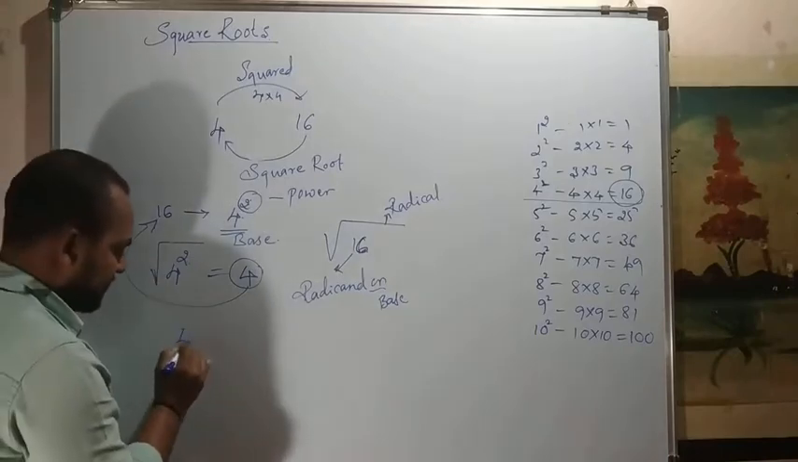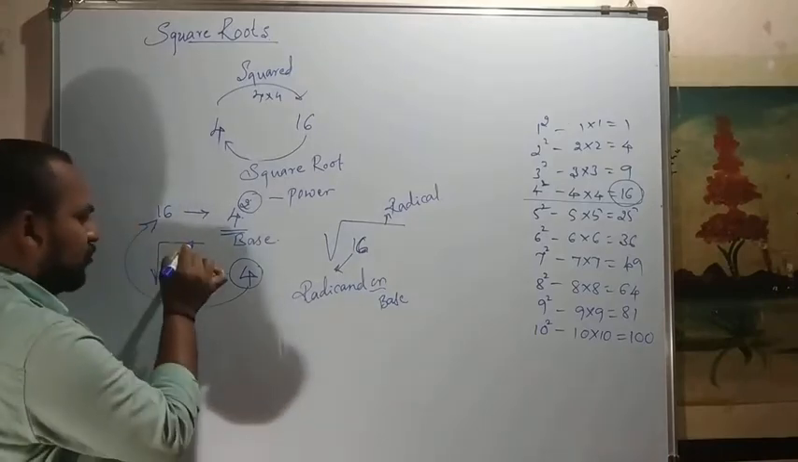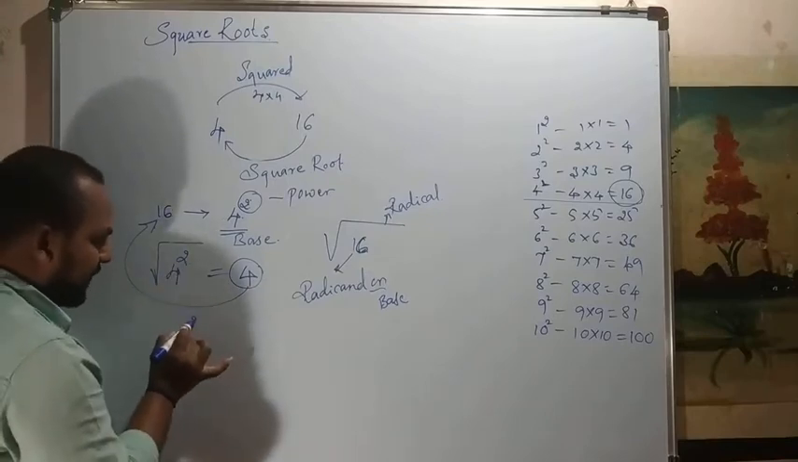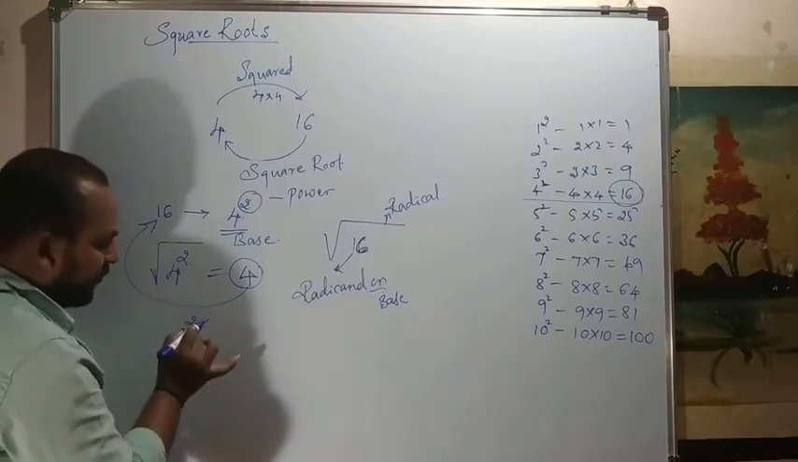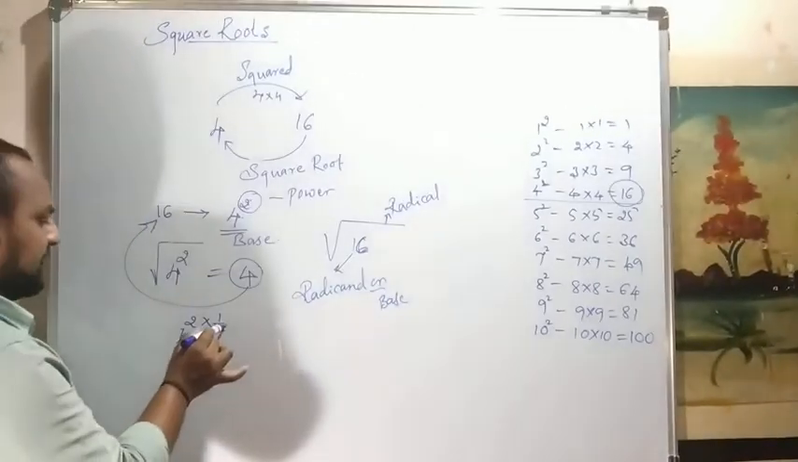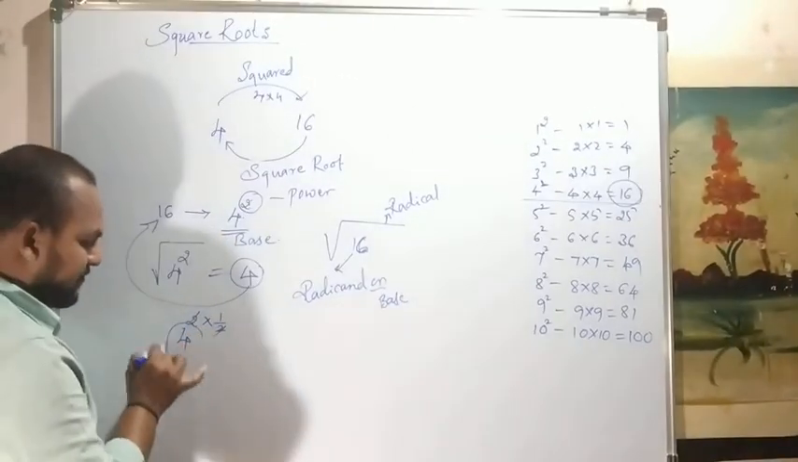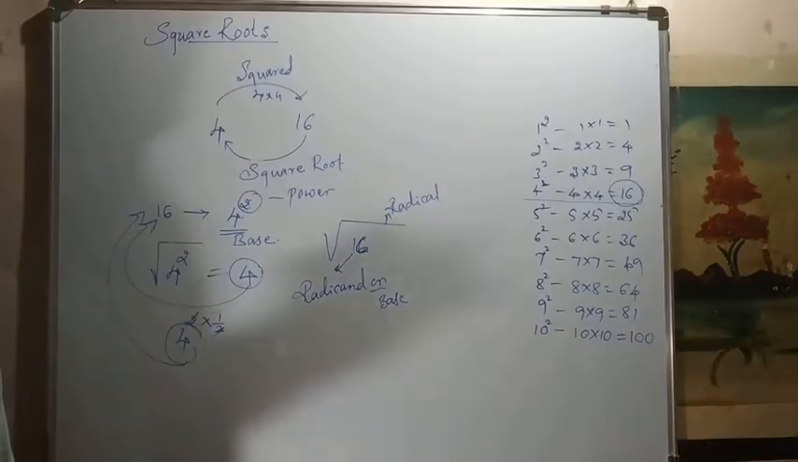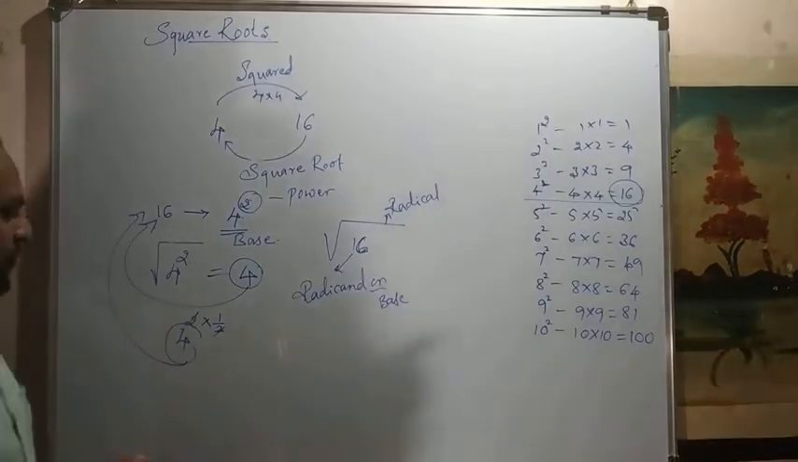Then it can be written as, the root means 1 by 2. Into the root means 1 by 2, the 2 gets cancelled. Here the 4. The square root of 16 is 4.